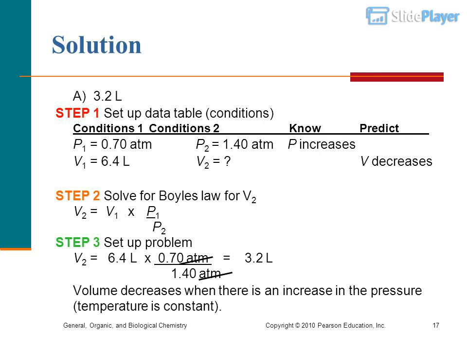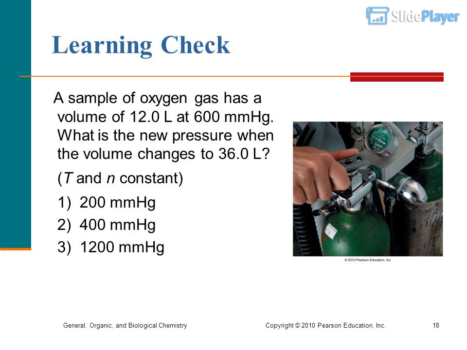Temperature is constant. Learning check. N and T constant. A sample of oxygen gas has a volume of 12.0 liters at 600 mm Hg. What is the new pressure when the volume changes to 36.0 liters? T and n constant. 1. 200 mm Hg. 2. 400 mm Hg. 3. 1200 mm Hg.